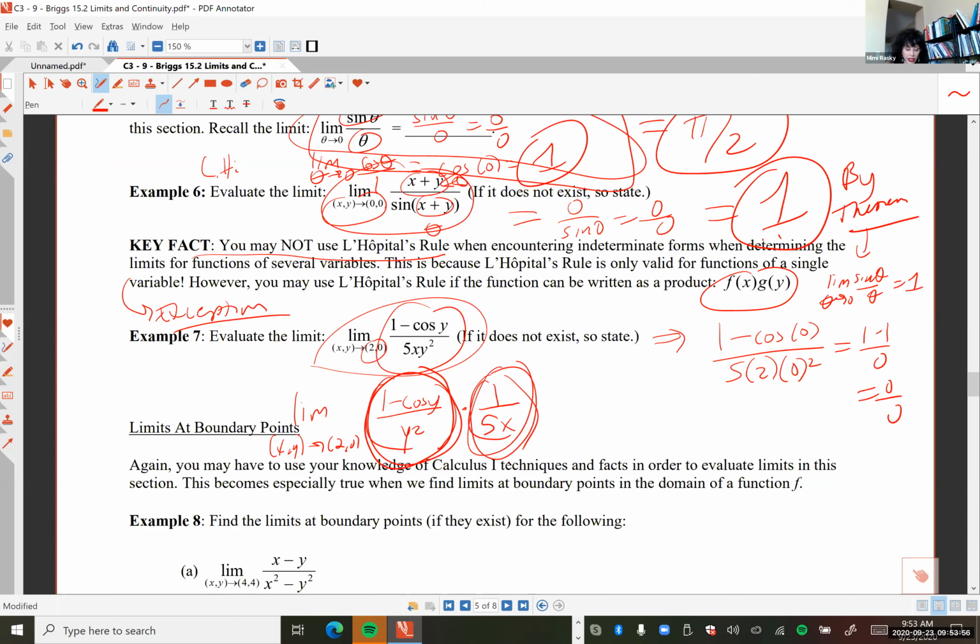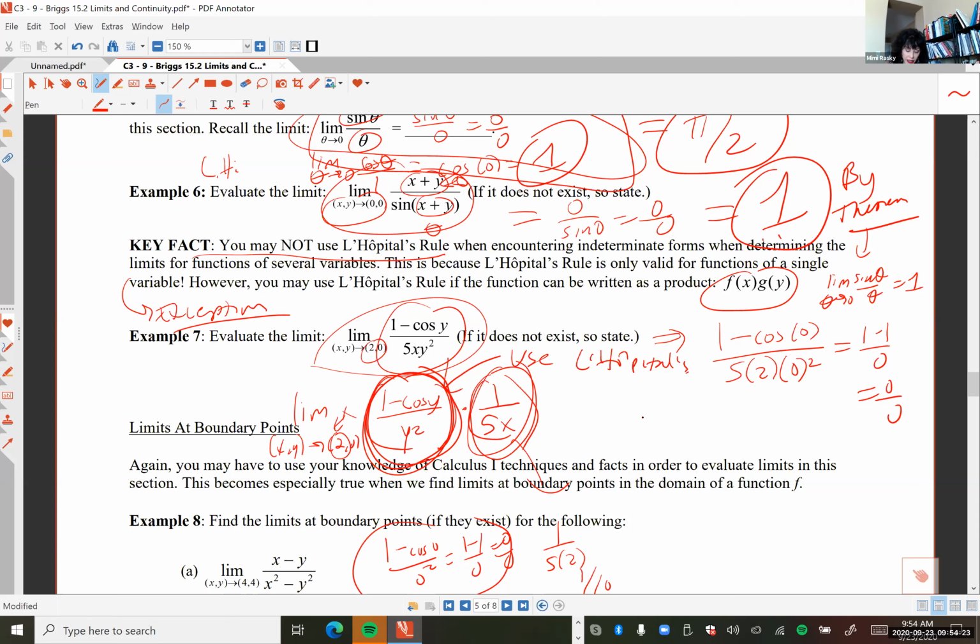Turns out this guy, you don't need L'Hopital's, because when you plug in x equals 2, this factor is going to be 1 divided by 5 times 2, or 1/10. Okay, so that's pretty easy. But what about this other factor? Well, that's where you're going to end up with 1 minus cos 0 over 0 squared, and you get this 0 over 0 indeterminate. And then you use L'Hopital's on just this quotient here.